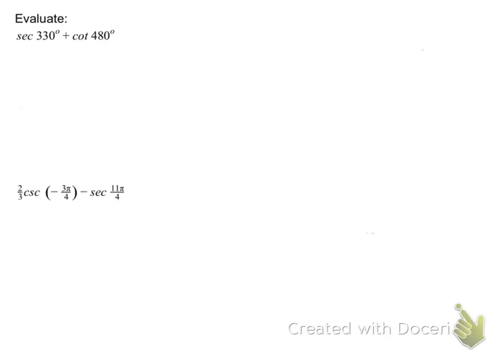If you take a look at those two problems we have on the board, they're both in little three form. So to me, I don't like it. I'm going to switch it to the big three. The first one is secant of 330 degrees plus cotangent of 480 degrees.